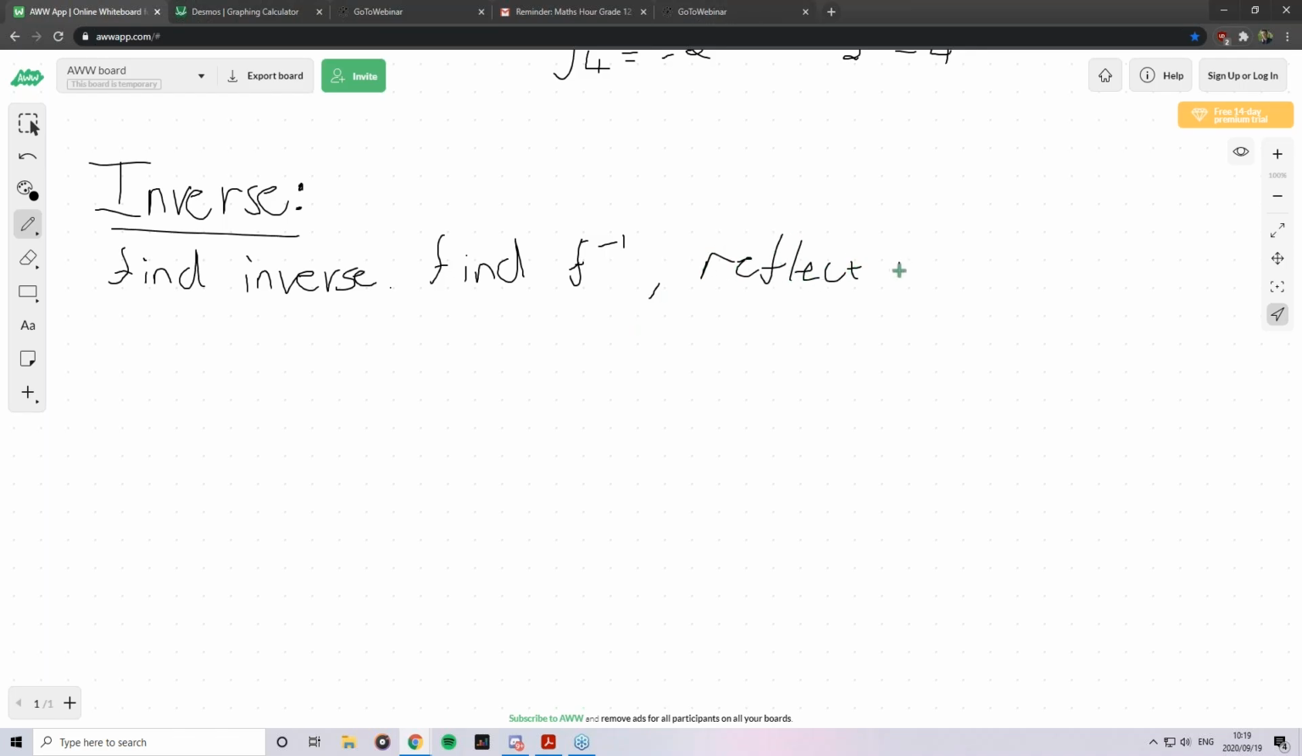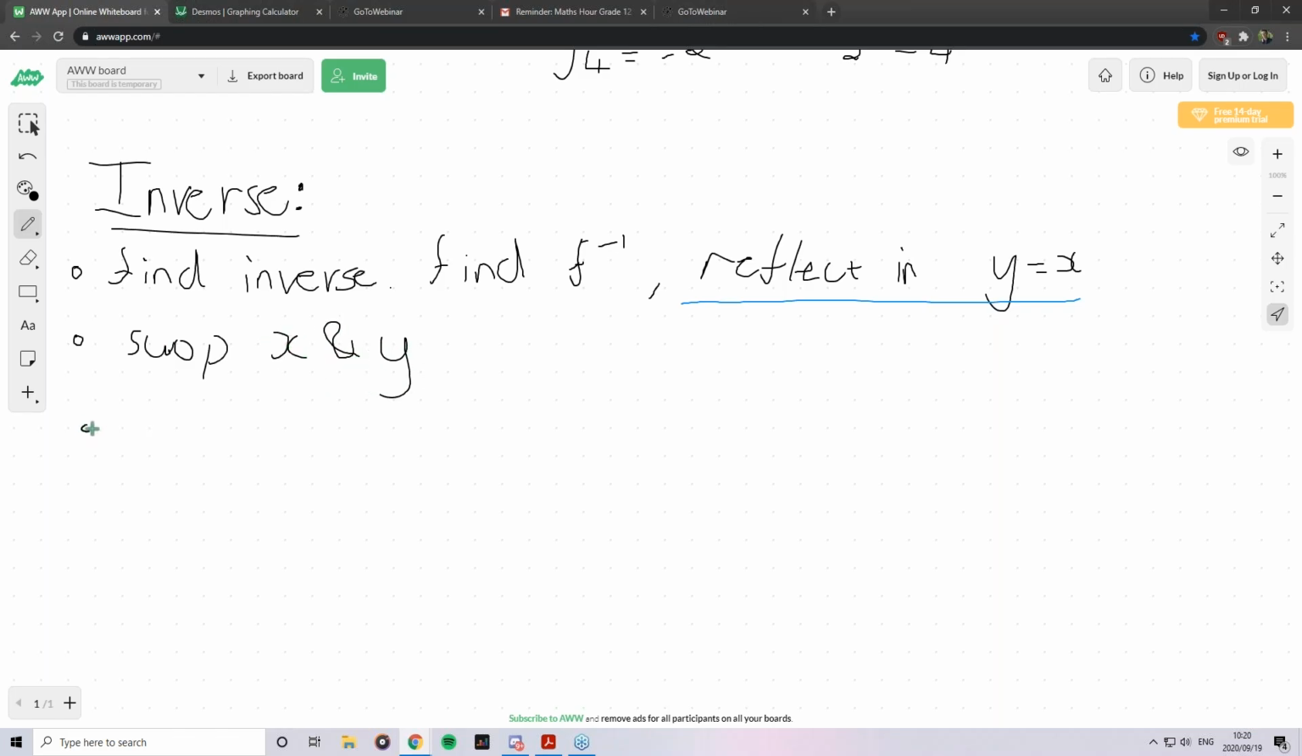But what they can also say is reflect in the line y equals x. And this is very important because this is essentially what it means to find an inverse function. Finding the inverse literally just means reflecting in the line y equals x. So some key notes here: it's finding the inverse, find f minus 1, or reflecting in the line y equals x. And to find it, if you remember from, I think, grade 9, reflecting in the line y equals x just means swapping x and y, pretty much.